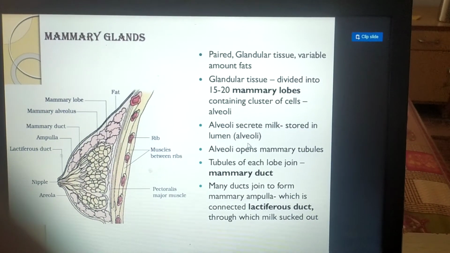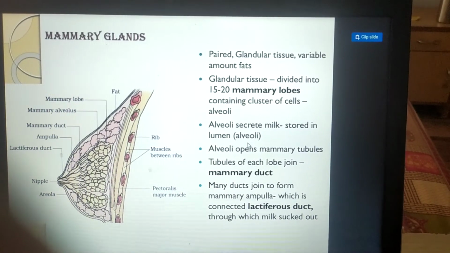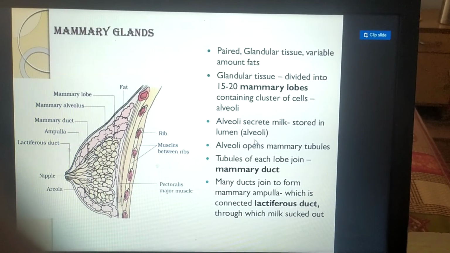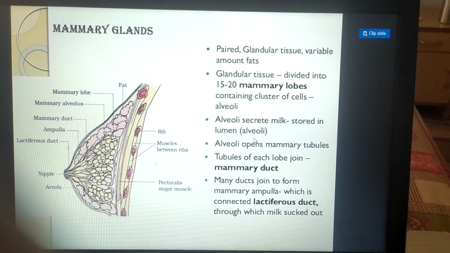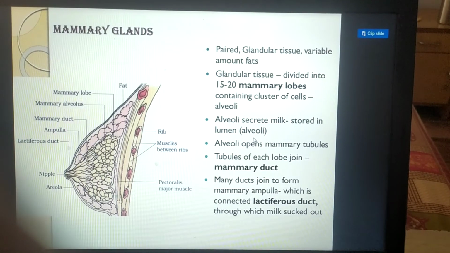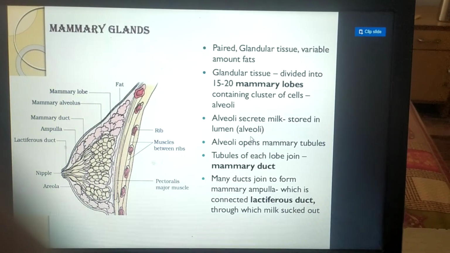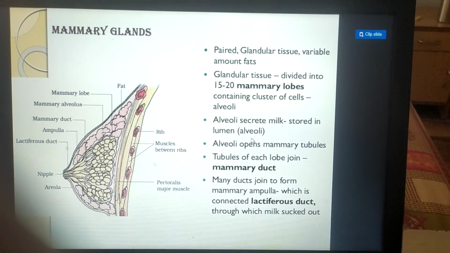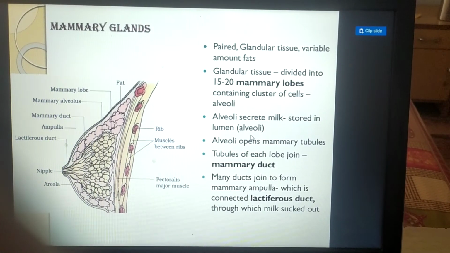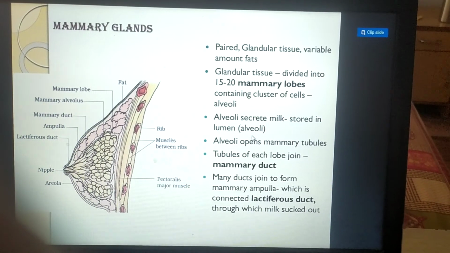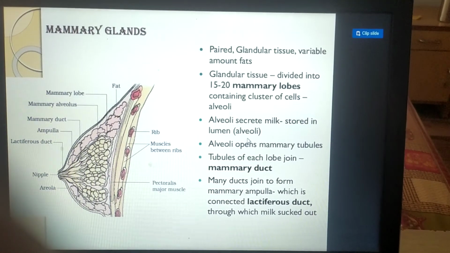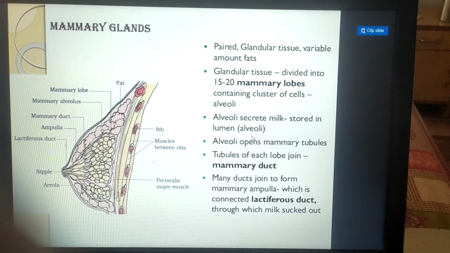Mammary glands are paired glandular tissue with a variable amount of fat. The glandular tissue is divided into 15 to 20 mammary lobes containing clusters of cells, and these clusters of cells are known as alveoli. Alveoli secrete milk stored in the lumen. These alveoli open into the mammary tubules. Tubules of each lobe join the mammary duct. Many ducts join to form the mammary ampulla, which is connected to the lactiferous duct through which the milk is sucked out.